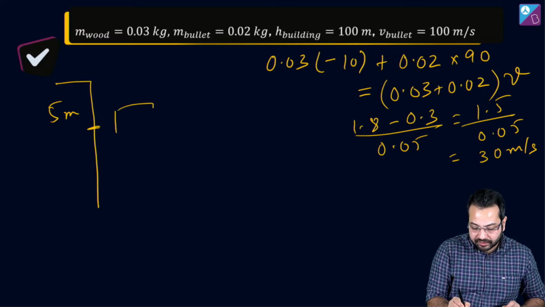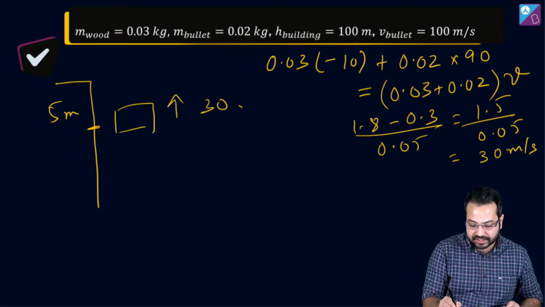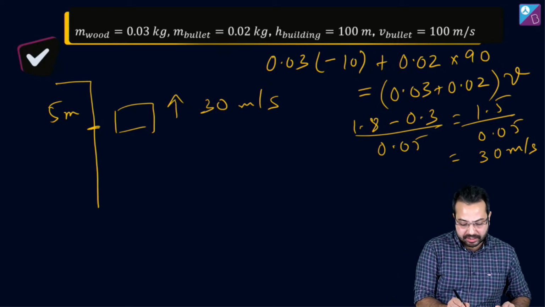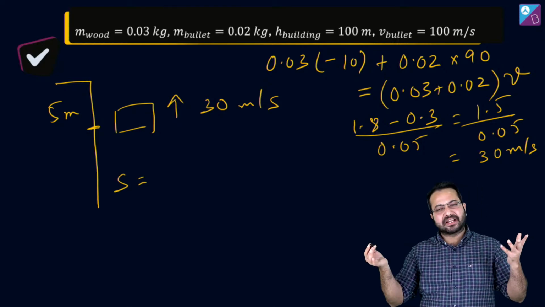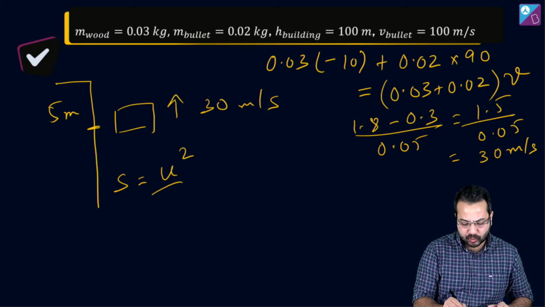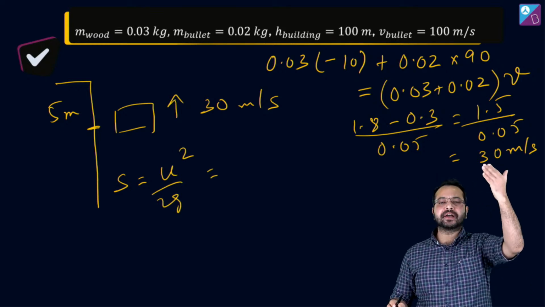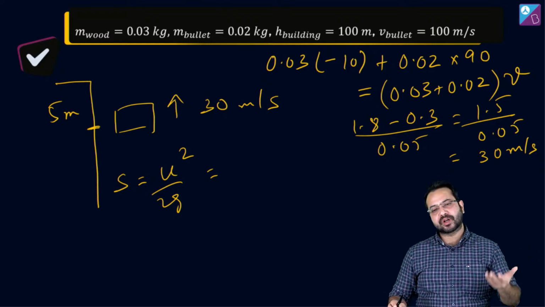Now this is the combined velocity of the system, 30 meter per second. So can we find out how high it is going to go? You can write S is equal to u square upon 2g. If it has an initial velocity of u, then how high is it going to go? It is going to go u square upon 2g.